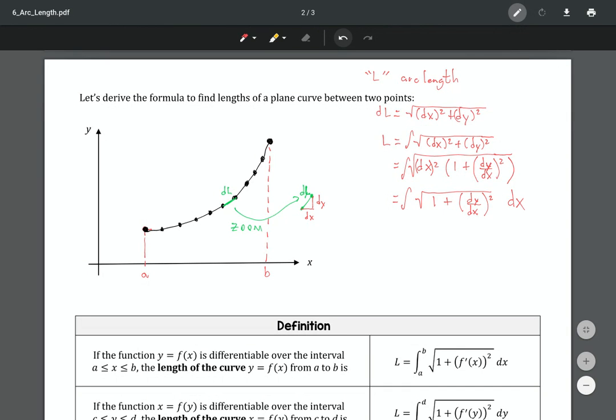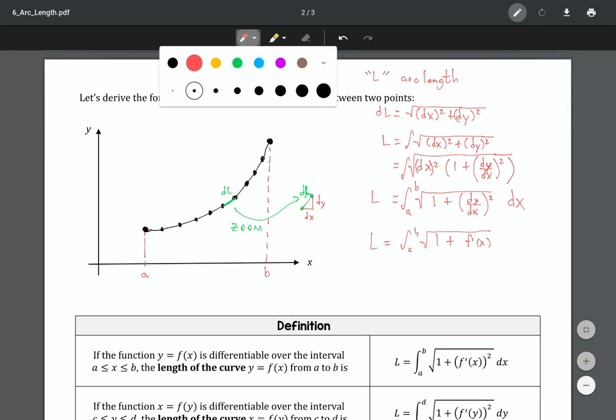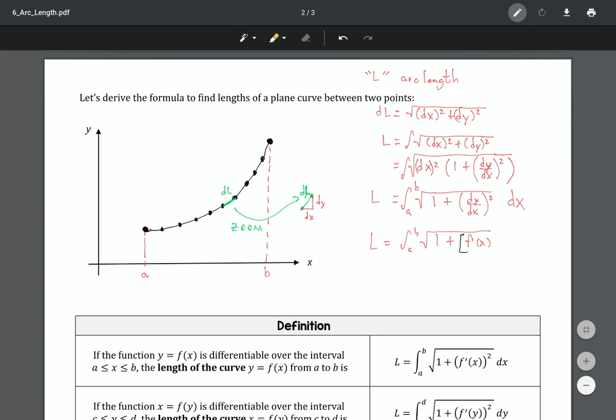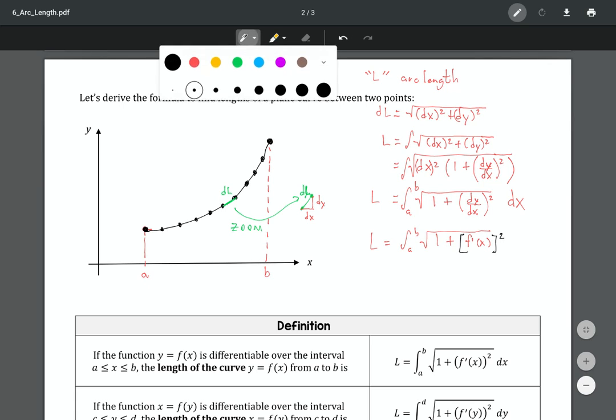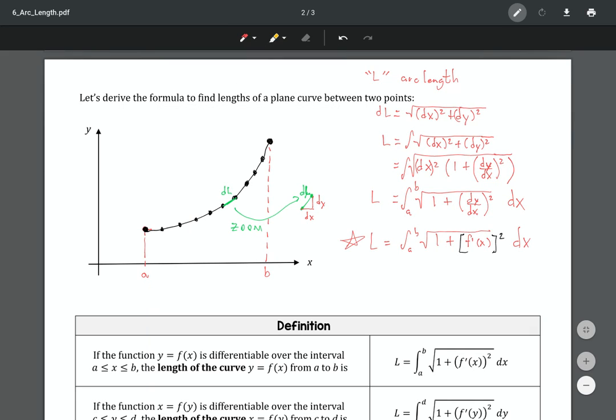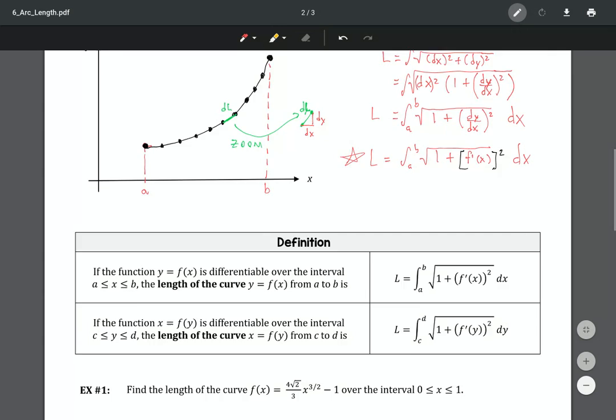So notice that now, if I just find the integral between a and b, if I add up all the single little lengths, this is the formula that I need. So that's the formula. Normally, the way that I'm going to write it, which really doesn't make a difference, is I can write this as 1 plus f prime of x, and, of course, square all of that. Okay. So this is the formula that we're going to be using the entire time. Up to this point, we're just trying to derive the formula. So hopefully that makes sense to you.